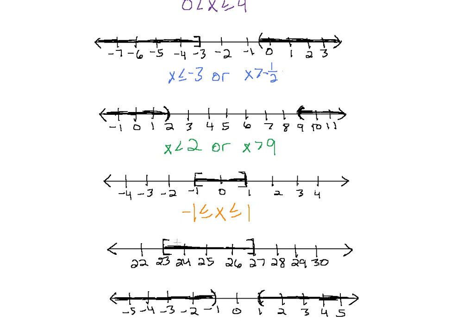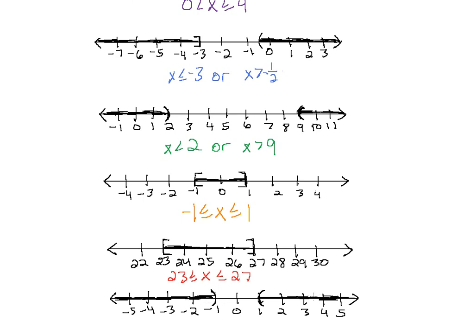Here we have one region shaded, so our values are going to be in between the endpoints 23 and 27. So x is greater than or equal to 23, but less than or equal to 27. We include the endpoints because of the brackets, so here's the inequality notation for this particular number line. All right, let's do one more.